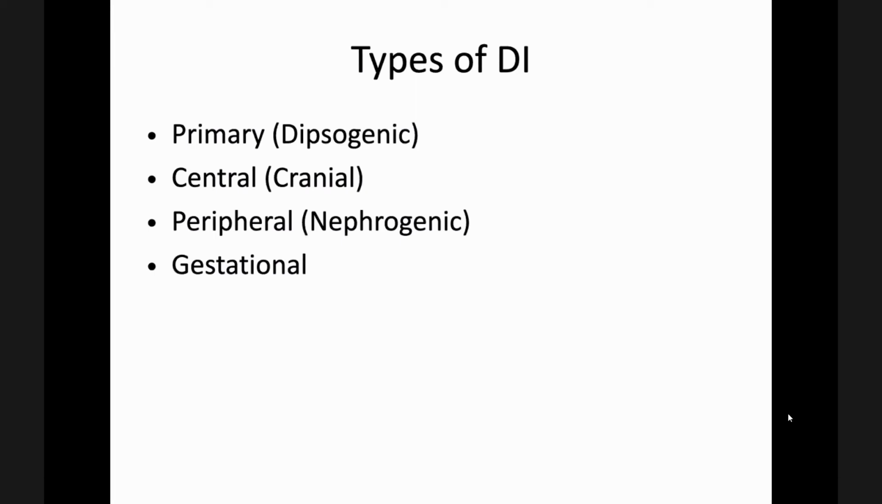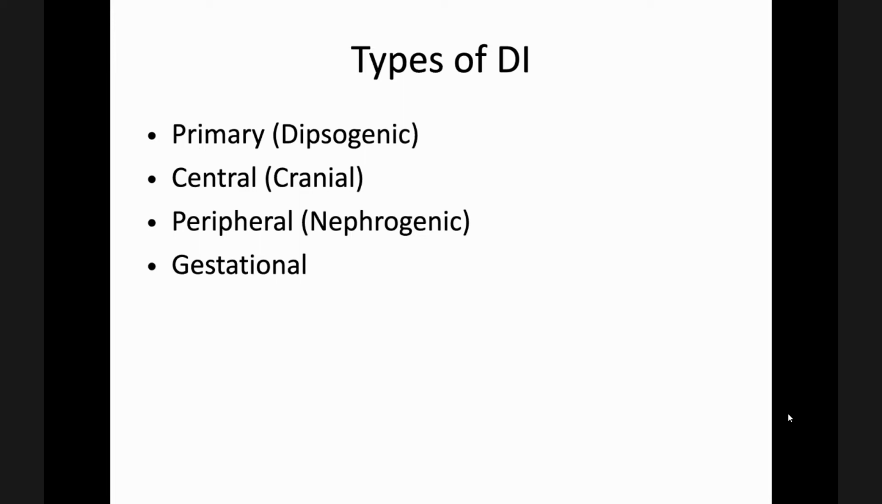There are types of diabetes insipidus: primary, that is dipsogenic, usually psychogenic, and central, like cranial, peripheral, nephrogenic, and gestational. Central means cranial, which comes from the pituitary gland itself, whereas peripheral means it is the defect in the kidney. That is, in the kidney, the ADH is not responsive, whereas in central, ADH is deficient. And gestational, also during pregnancy, the patient may have polyuria.